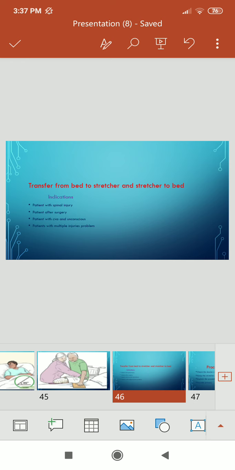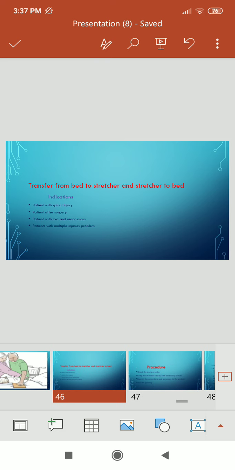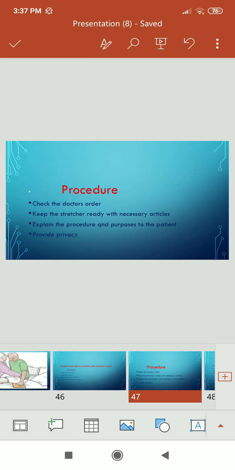Transfer from bed to stretcher and stretcher to bed. Indication: patient with spinal injury, patient after surgery, patient with CVA and unconsciousness, patient with multiple injuries. Procedure: check the doctor's order. Keep the stretcher ready, free of unnecessary articles. Explain the procedure and purpose to the patient. Provide privacy.